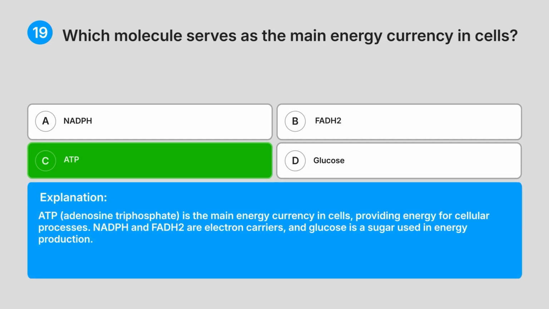ATP, adenosine triphosphate, is the main energy currency in cells, providing energy for cellular processes. NADPH and FADH2 are electron carriers, and glucose is a sugar used in energy production.